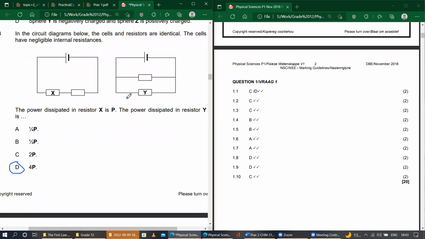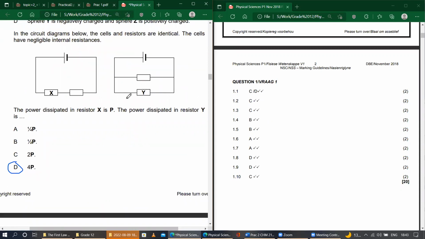And then we come down to this circuit where we have two circuits with the same resistors and the same cells with negligible internal resistance. The power dissipated in resistor X is P, and the power dissipated in resistor Y is going to be different, as these two resistors are in parallel, from when they're in series.